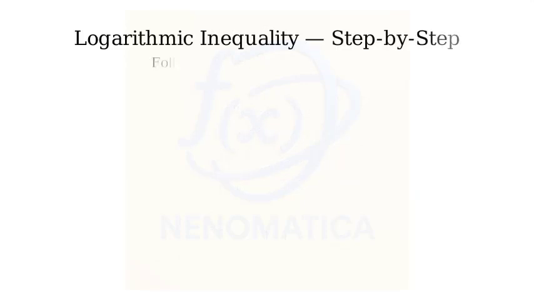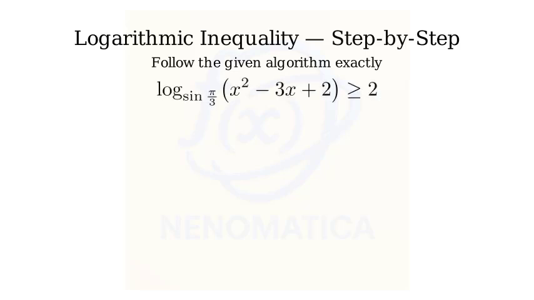In this example, we will solve a logarithmic inequality step by step, exactly following the structure in the provided solution. Our problem is log base sine of pi over 3 of the quantity x squared minus 3x plus 2 is greater than or equal to 2. Step 1. Replace the base sine of pi over 3 with square root of 3 over 2. Then rewrite the right-hand side as 2 times log base square root of 3 over 2 of square root of 3 over 2.